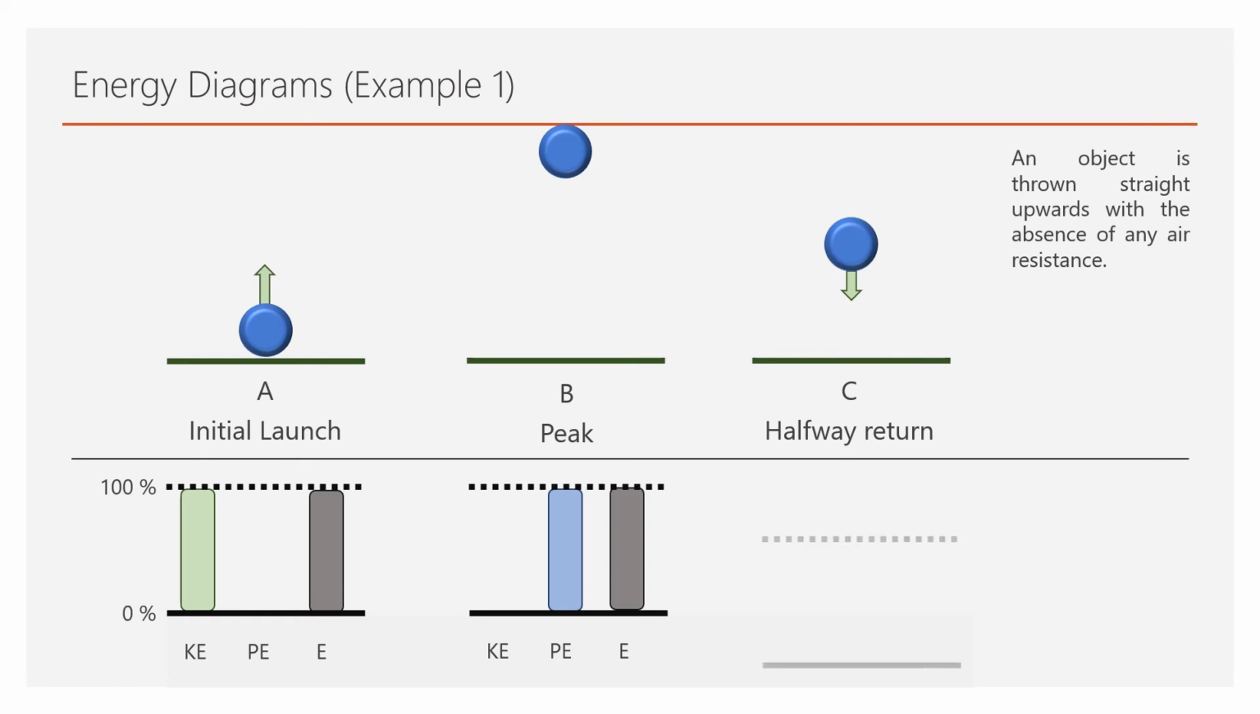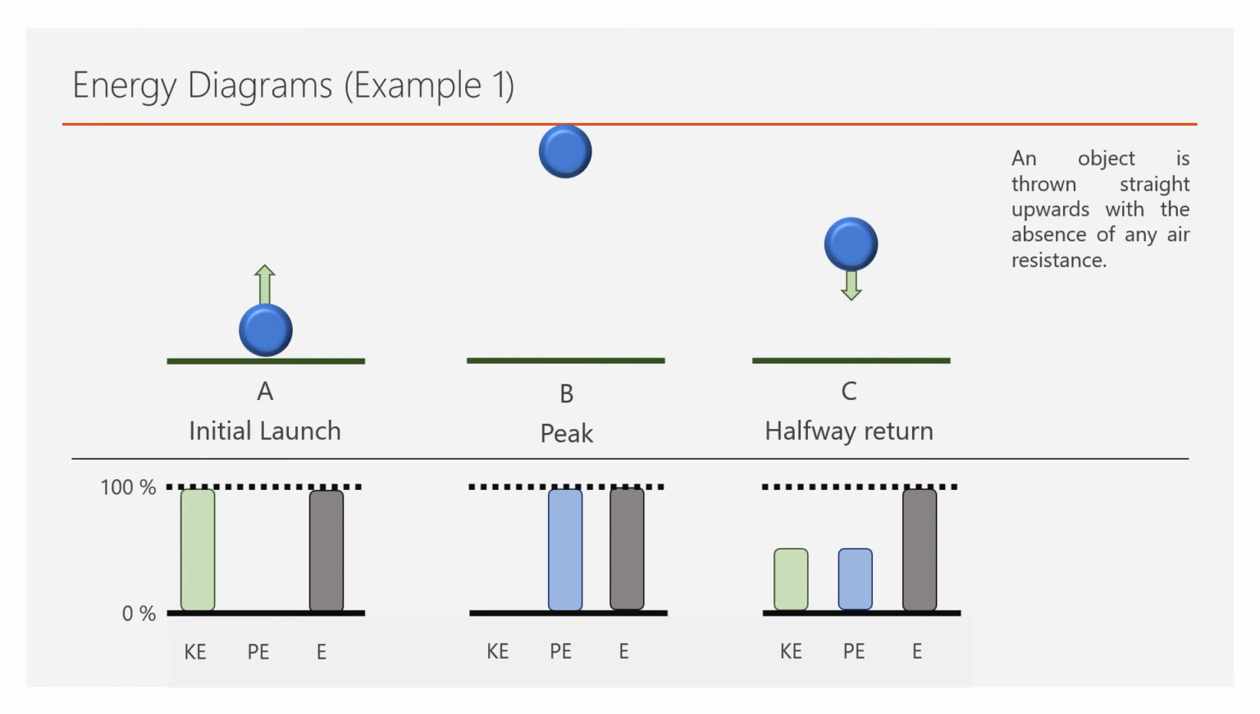When the ball has come halfway back down, it's partially kinetic energy and partially potential energy. Because it's halfway down, the potential energy is only at half. Again, there are no non-conservative forces acting on the system, so the total energy is the same and it's still at 100%. And what's remaining is the kinetic energy.